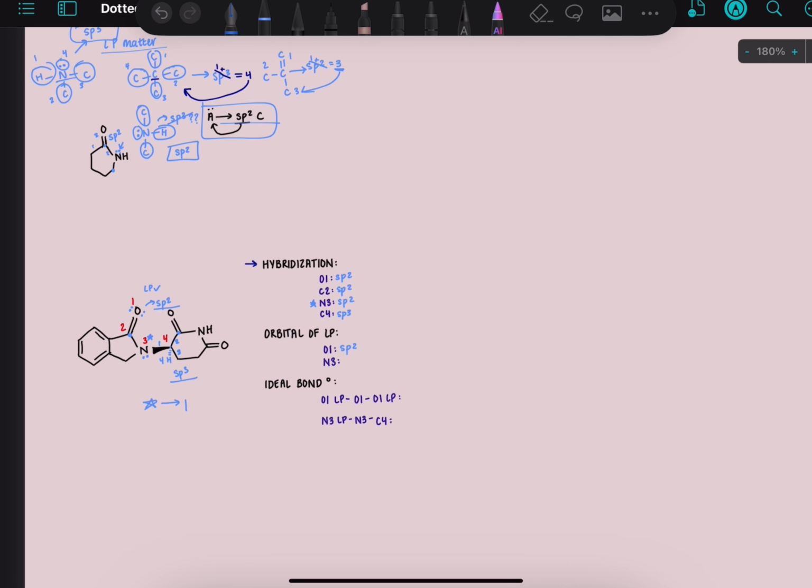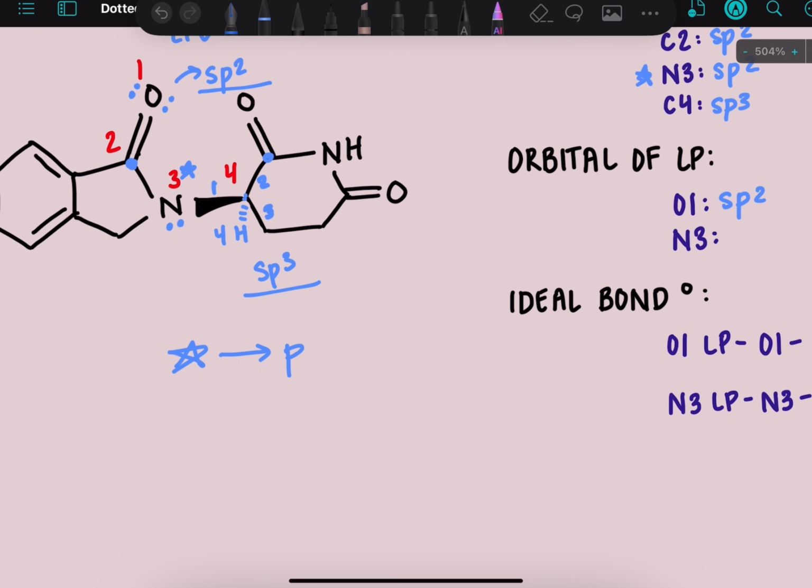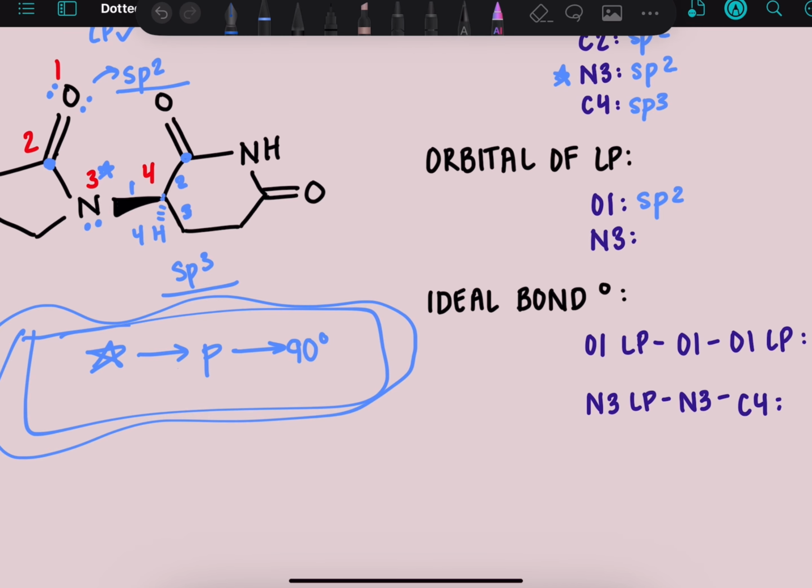Okay. Don't know what happened there, but the orbital of the lone pair will always be in P, and the bond angle of that lone pair will always be 90 degrees for special cases. This is that secret pattern that I wanted to share with you guys. Again, it may not always work, but it has worked well with many problems. So again, use that as you will.